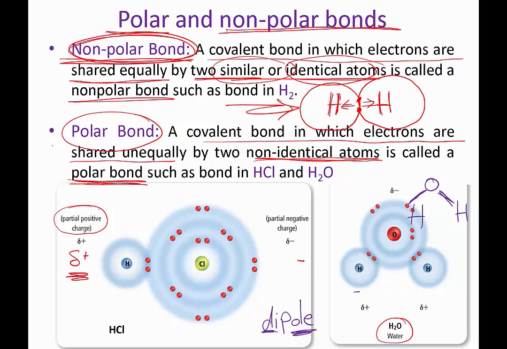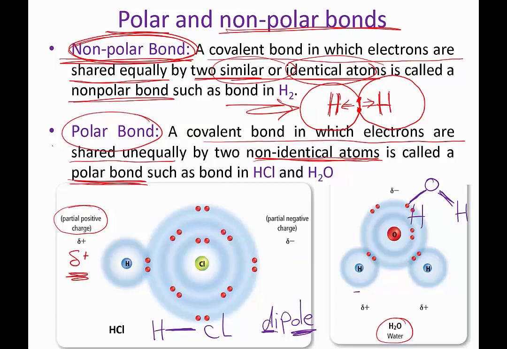Dipole between H and Cl, it has a direction. It's a vector, actually. The dipole, or sometimes they call it dipole moment.